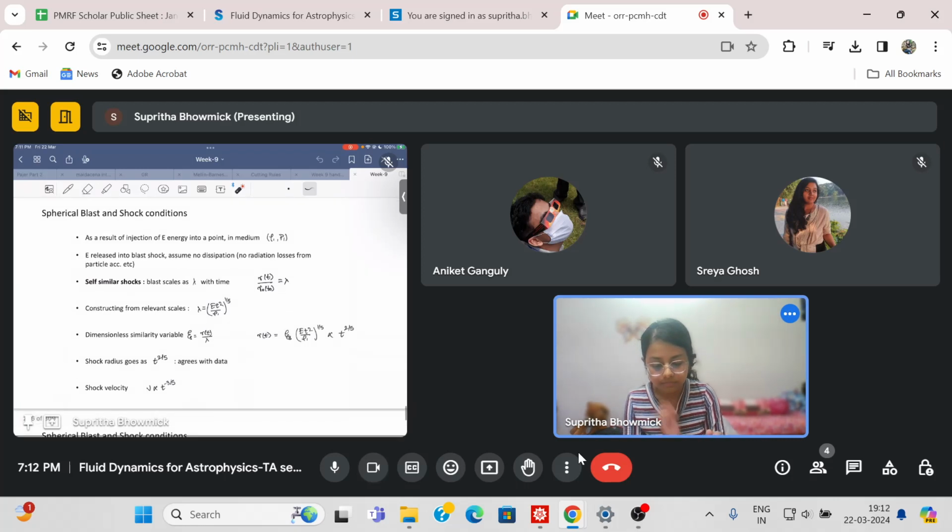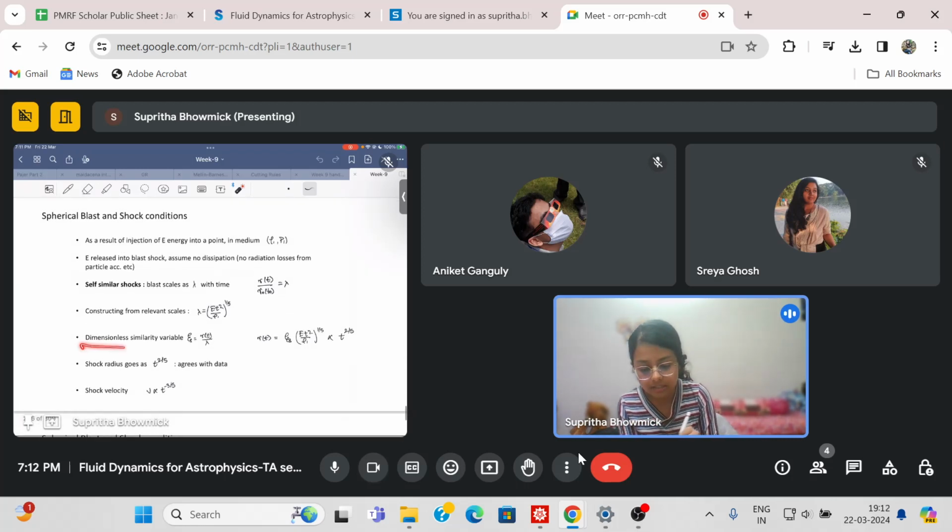So let's say we construct a dimensionless similarity variable zeta. There is a similarity variable in the sense that, and you can see that this will label a blast shell. This will label a shock shell because this is like some R0 T0, right? So zeta marks a certain shock shell, and after a certain time t, this will turn into RT divided by lambda. This will turn into RT. And what is the relation between RT and zeta? It's given by this.